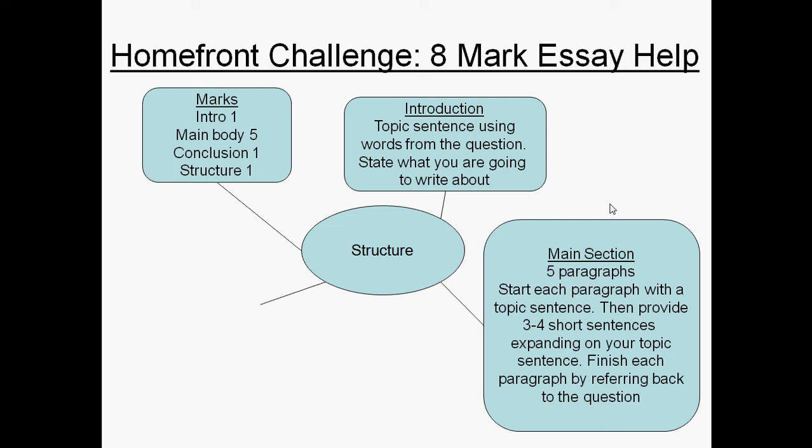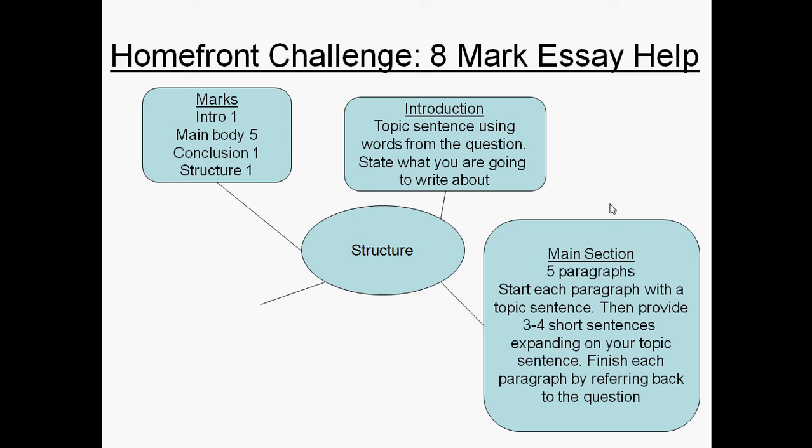For instance, the first hardship I'm going to look at that British civilians had to endure during the war is food rationing. And then you provide 3 or 4 short sentences expanding on this topic. For instance, food rationing was introduced in 1917, it was a response to blah blah blah, this meant that blah blah blah, etc. And then you finish each paragraph by referring back to the question.